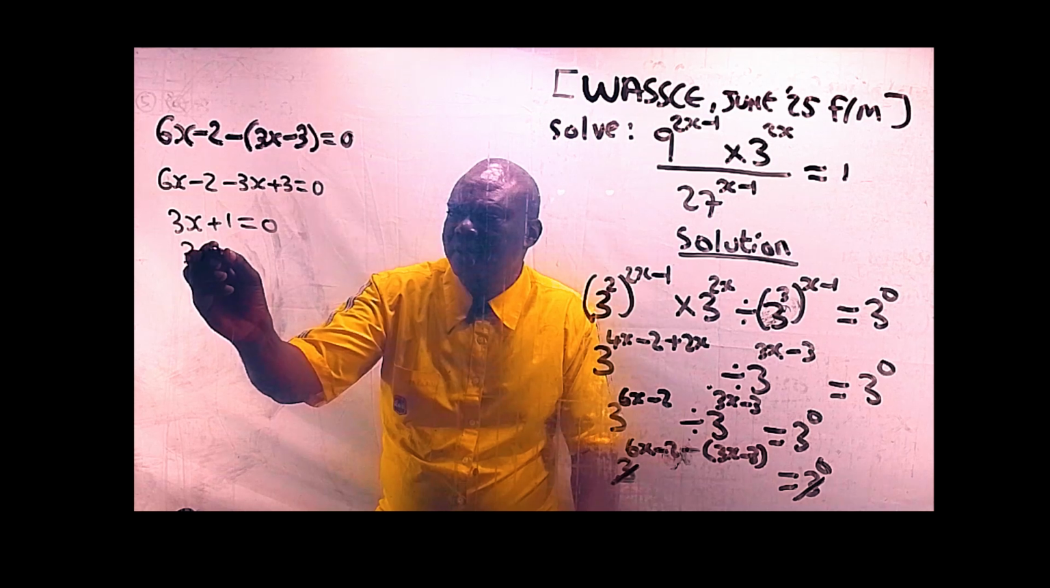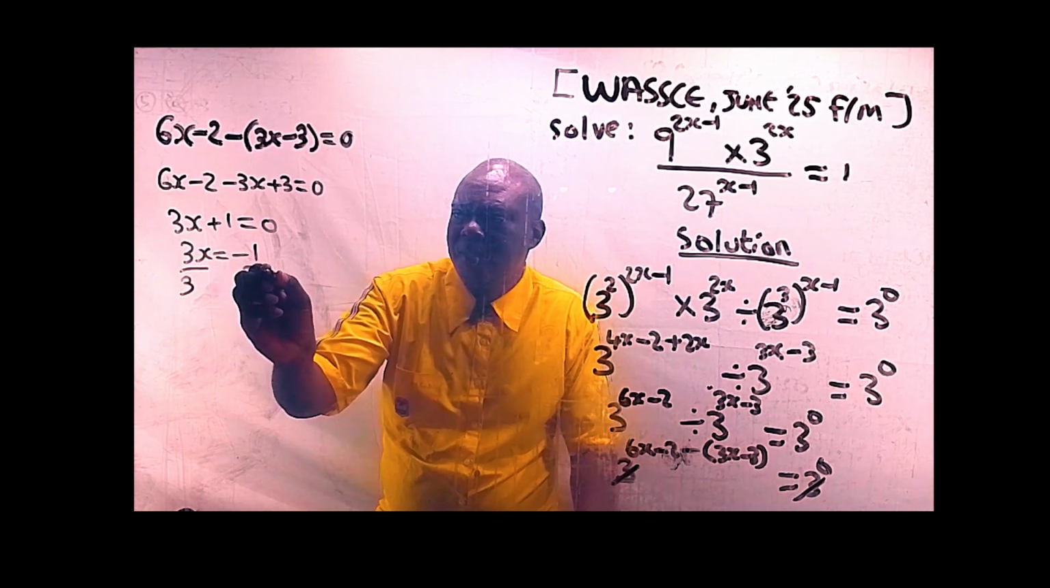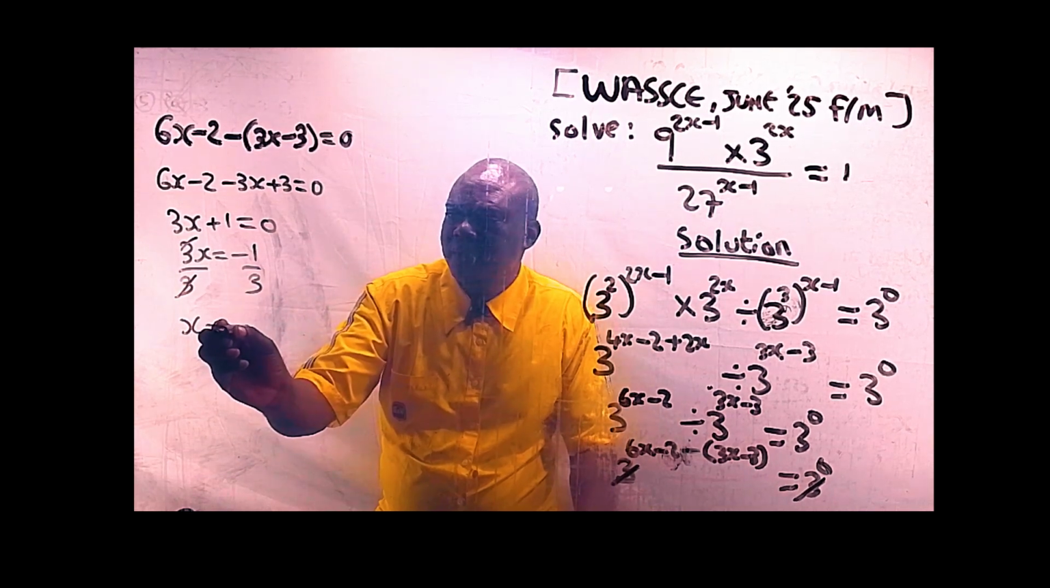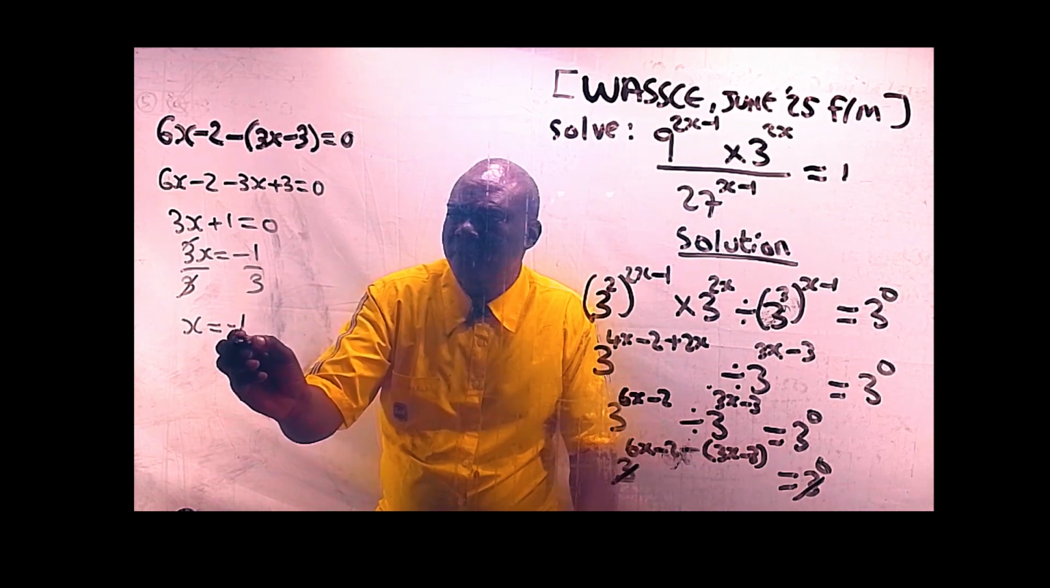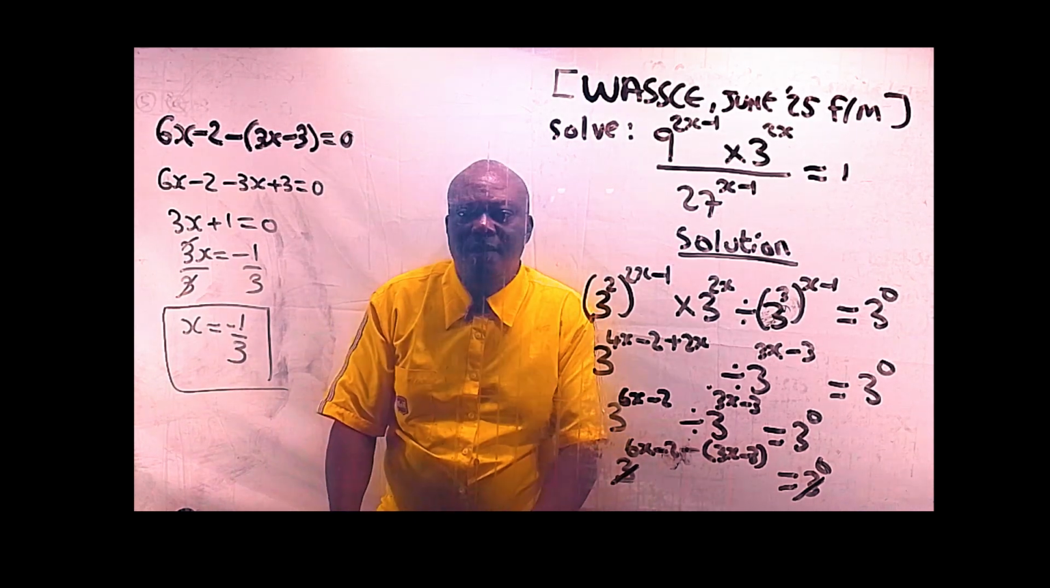So 3x equals to minus 1. Divide both sides by 3. This one will go. So x equals to minus 1 over 3. And that's the final answer.